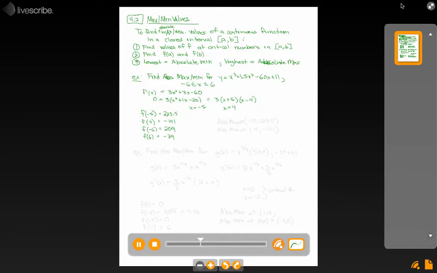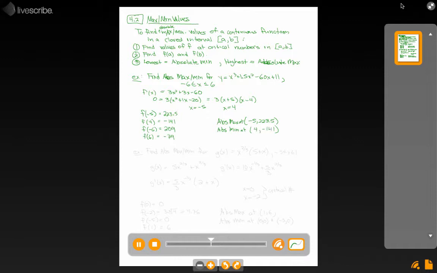Grab your calculator, put -5 into the original function, and you get 223.5. Do the same thing for 4, -6, and 6, and you find that the highest point, so your absolute max, is at -5, 223.5. That's the highest this graph goes anywhere in that interval. And the absolute min is the lowest it goes anywhere in that interval, which happens to be at 4, -141.